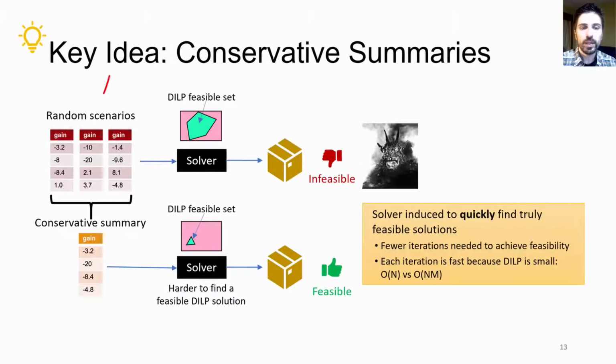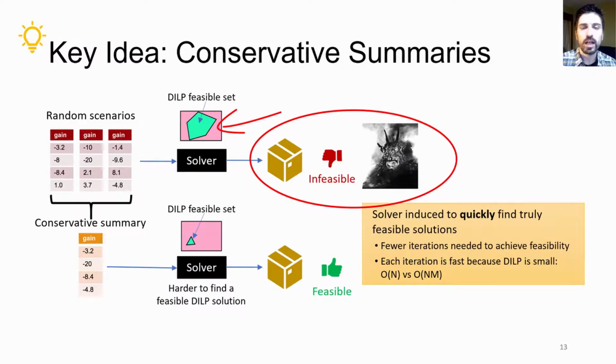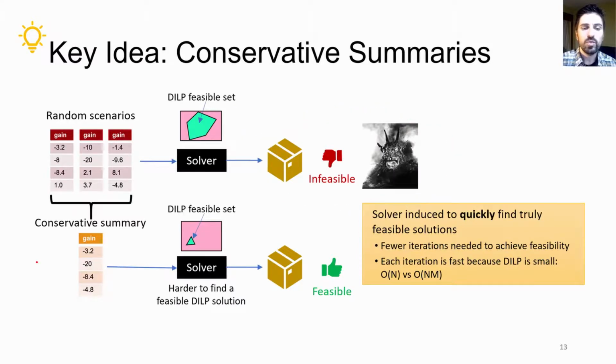The key idea is to replace the purely random scenarios we've talked about so far with more conservative versions of them. A set of purely random scenarios can induce the solver to think that the constraints are easy to satisfy. The solver will solve a large DILP only to find that the solution is cursed to be infeasible in reality. So the solver will have to try again and again and again. By replacing random scenarios with more conservative, worst-case versions of them, where the world seems more unlucky than it is, we can trick the solver into searching harder for a feasible DILP solution that will be truly feasible in the end.